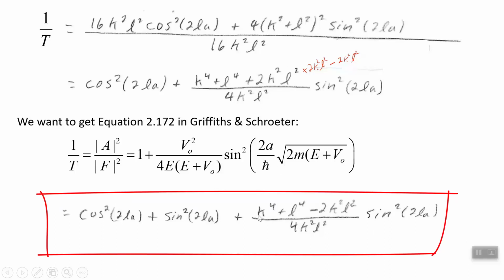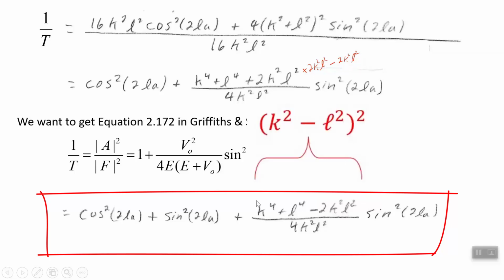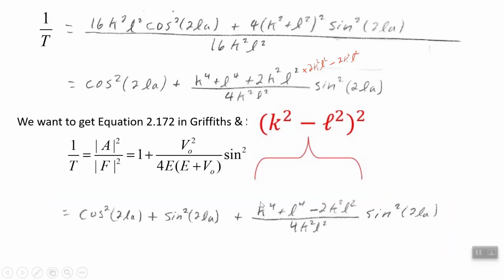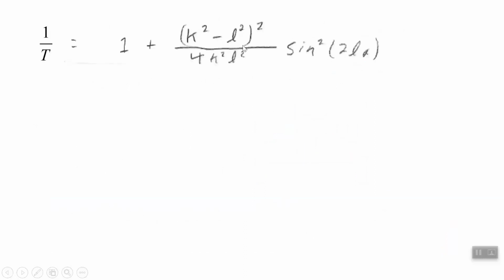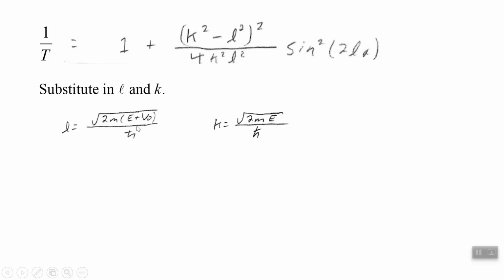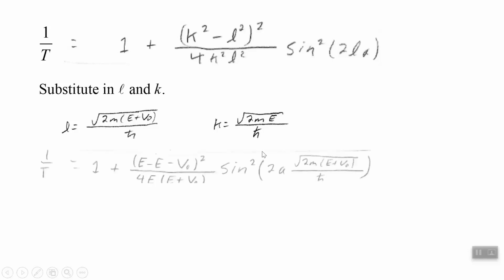And another thing is that k to the fourth plus l to the fourth minus 2k squared l squared is (k squared minus l squared) quantity squared. Make that adjustment there. Now we can sub in values for l and k. So we had these definitions of l and k, just put them in there. Root 2m over h bar cancel. You see how there's 4 of them upstairs and 4 of them downstairs, and they're gone. They cancel. And so you're just left with that.